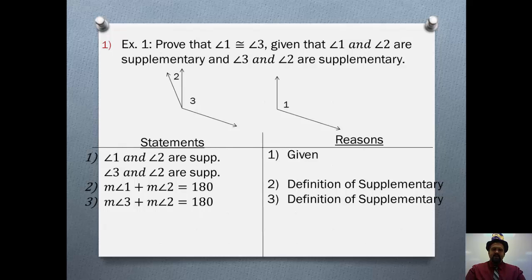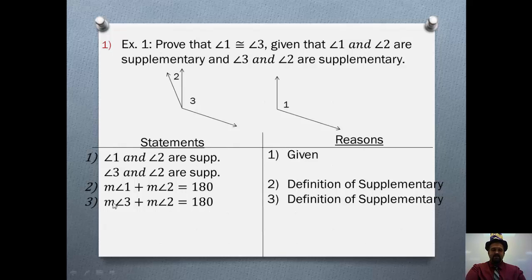After I get here, I'm trying to show that angle 1 and angle 3 are congruent. I have some information here. They're both equal to 180. That does sort of hint at times that I might be setting measure of angle 1 plus measure of angle 2 equal to measure of angle 3 plus measure of angle 2. And sometimes you're just taking a shot in the dark here with what to do next. For me, I do see a little bit of a plan.